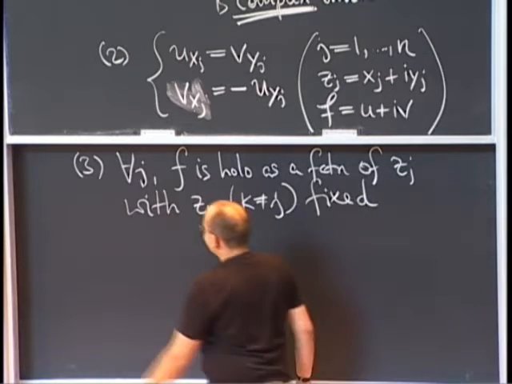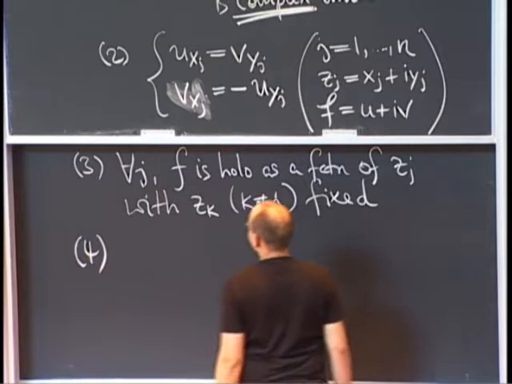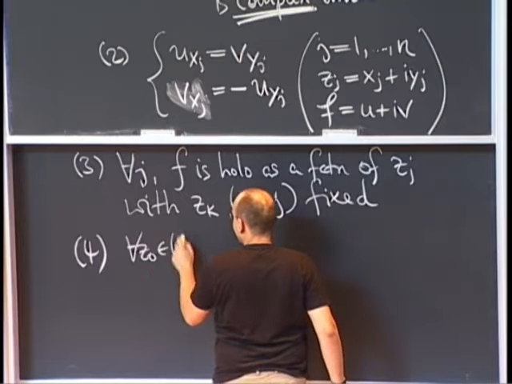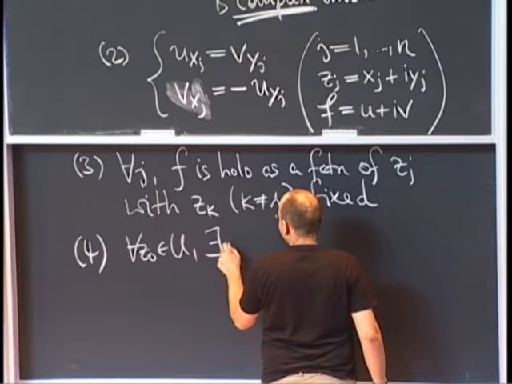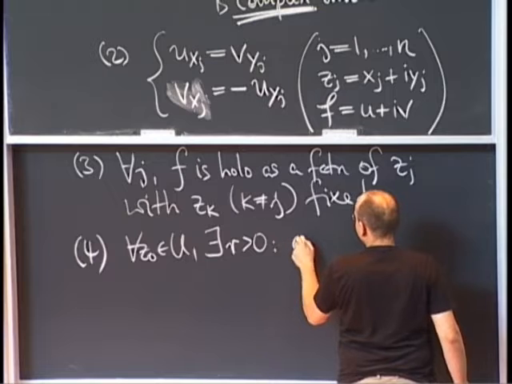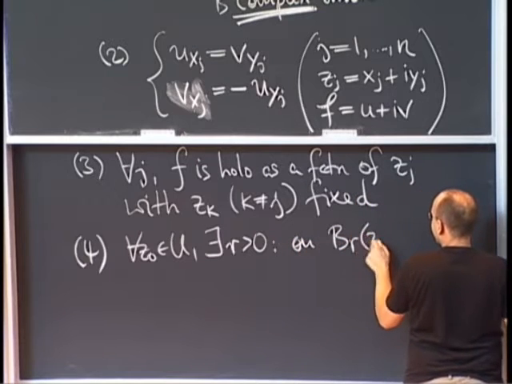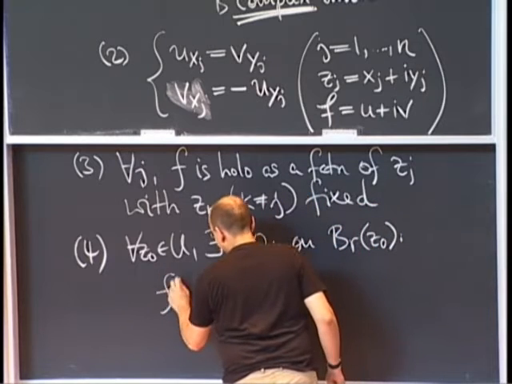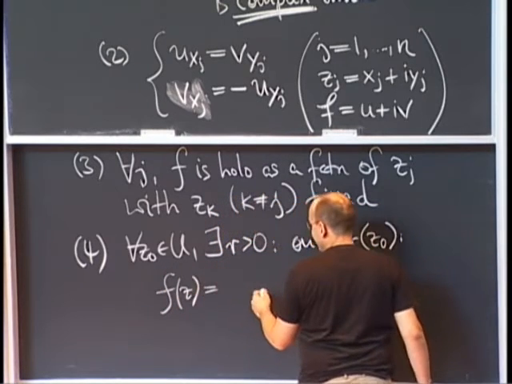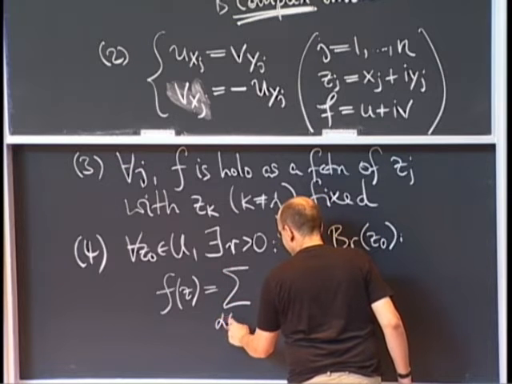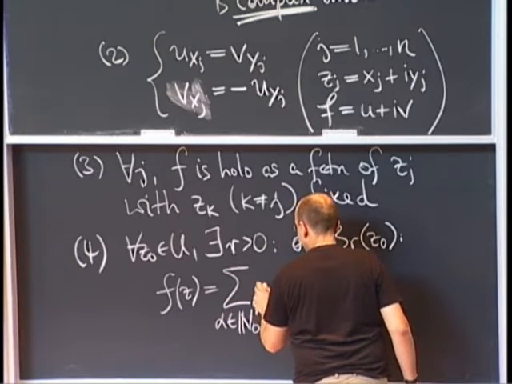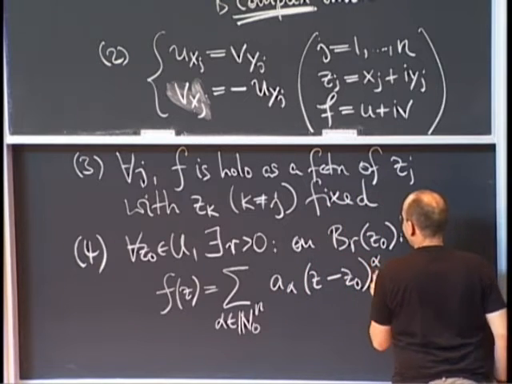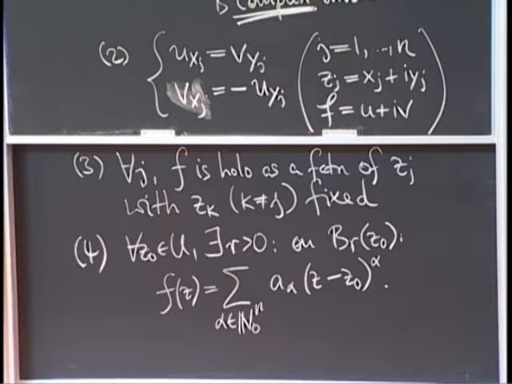What else? And then you have a Taylor series expansion. Same statement for all points in the domain. There exists a radius, so that on a little ball around that point, I can write f(z) as a multivariable Taylor series, the sum of a_alpha (z minus z naught) to the alpha, in multi-index notation.